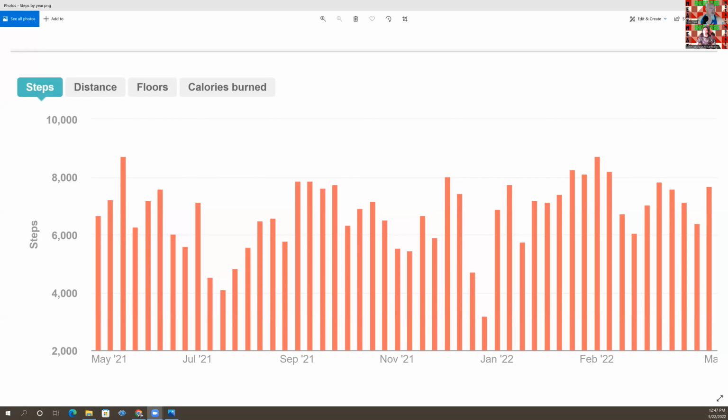So here's a step chart that shows a whole year, May 2021 to May 2022. Of course, it's not a very detailed one, so it doesn't even show the days where I actually did 10,000 or more, but it's a good way to track.